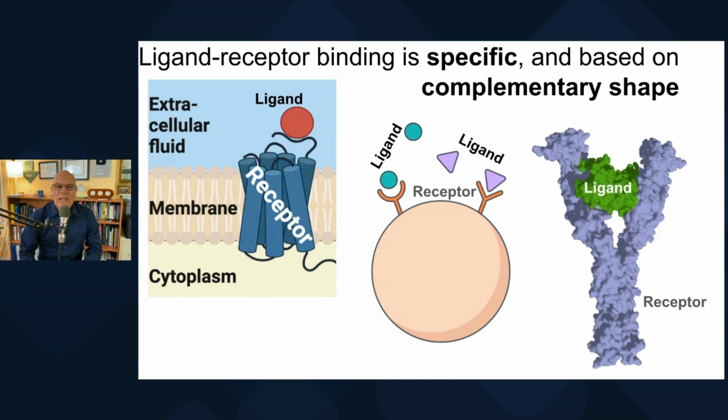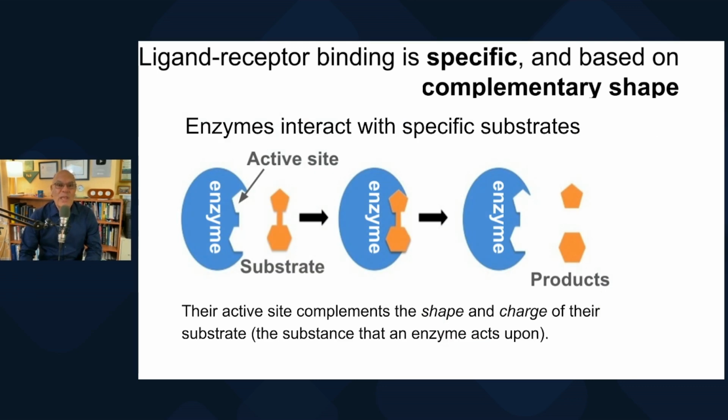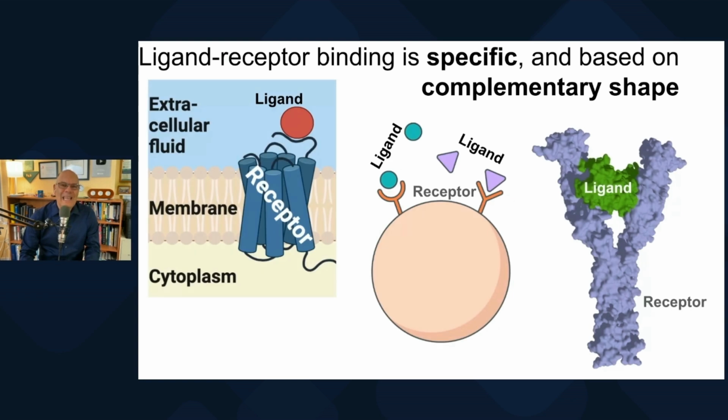The binding between ligands and receptors is specific. It's as specific as that connection between enzymes and substrates that you learned about in Unit 3. And you know that every enzyme has a unique substrate that it binds with because it fits with it. It's the same thing with ligands and their receptors.